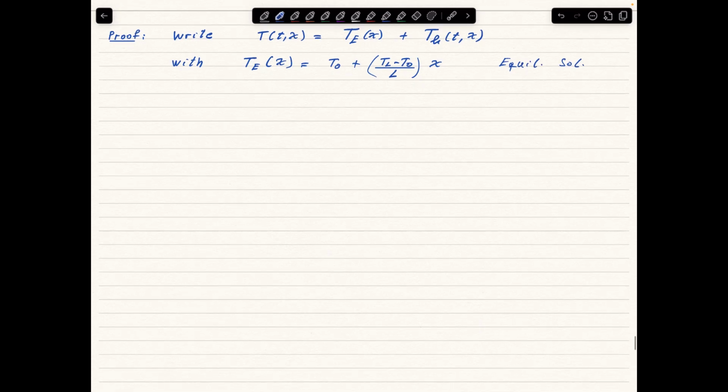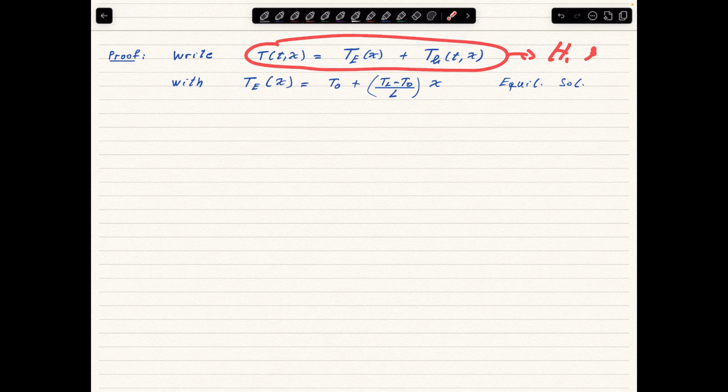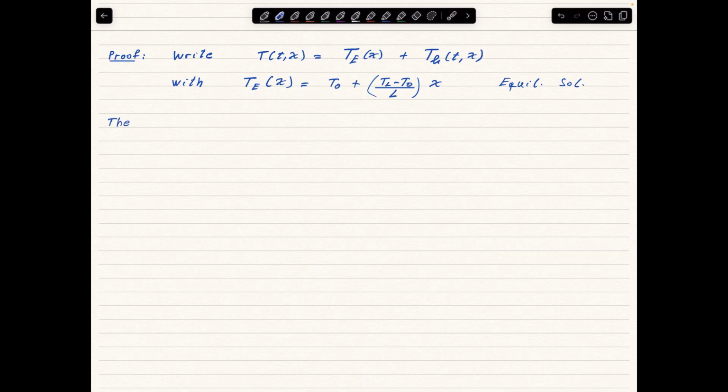Alright, so then what happens when we put this expression into the heat equation? To see that, we need to compute the partial derivative with respect to t of the function temperature. This is going to be the partial derivative here, which is 0, and the partial derivative here, which stays. So this is going to be 0 plus the partial derivative with respect to time of the function TH.